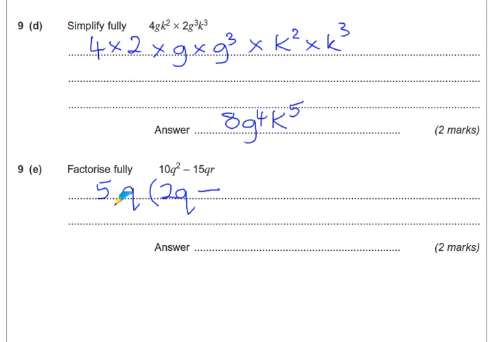Negative sign in the middle. 5q times something gives me 15qr. 5 times 3 is 15. Q times r is qr. So there I can see. I can check that by expanding it. And now I write on my answer line 5q brackets 2q minus 3r. If I expand that, it will give me 10q squared minus 15qr.